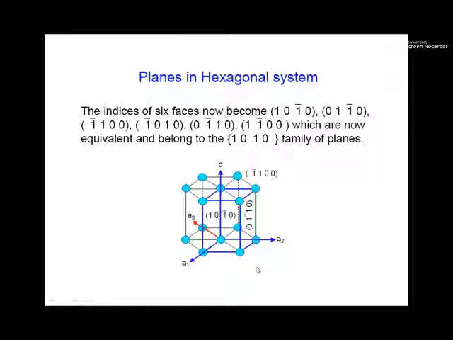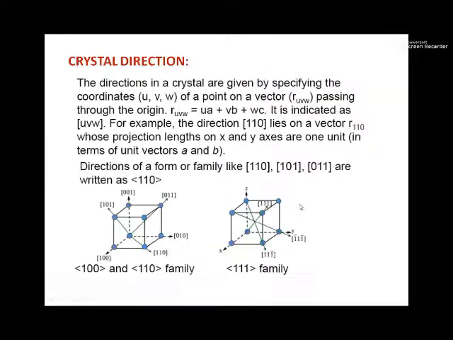Now what are the family of planes? So the hexagonal family of planes is in this way, and we have to choose the 4 axes to represent the hexagonal system: a1, a2, a3, and obviously c. So (1 0 1̄ 0), (0 1 1̄ 0), (1̄ 1 0 0), (1̄ 0 1 1), (0 1̄ 1 0), (1̄ 1 1̄ 0 0), which are now belonging to this class of this family of planes. So (1 0 1̄ 0) is the family of planes for the hexagonal system.